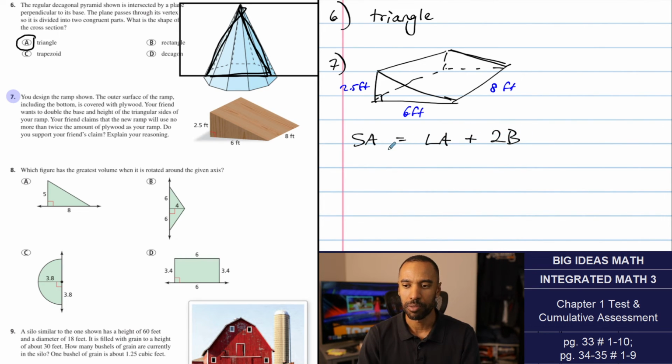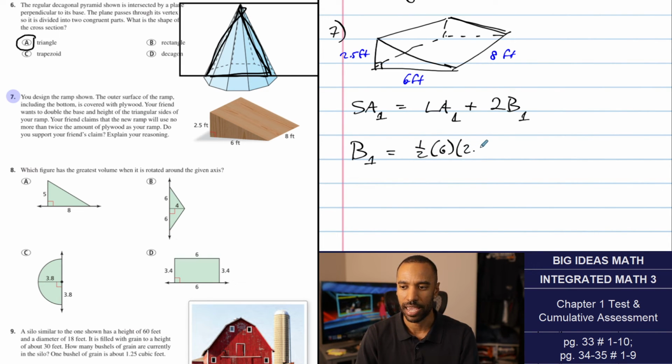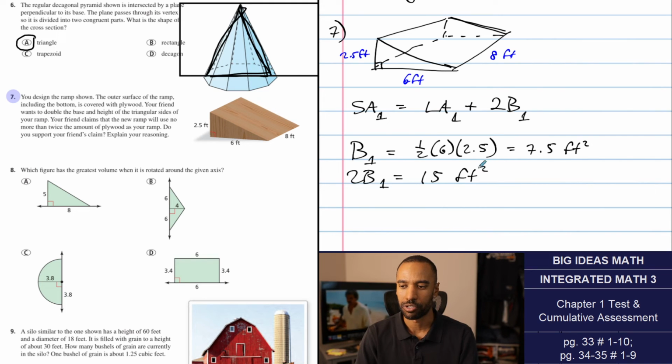Let's start with both of the bases. And by the way, this will be object 1 before we do any doubling. Object 1 base area, I can do 1/2 base times height, the 6 times 2.5. Half of 6 is 3. 3 times 2.5 is 7.5. So we get 7.5 square feet of base area. Doubling that, 2 of those is going to be 15 square feet. There's my base area for that triangle.